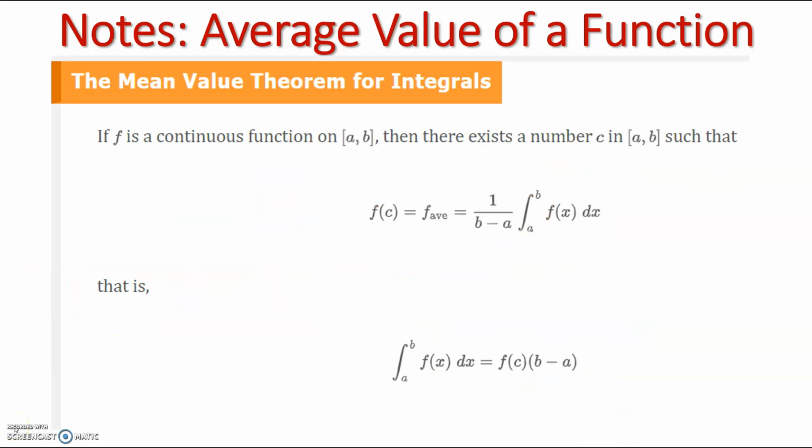All right, so now we're going to introduce what is called the mean value theorem for integrals. And it says this: if f is a continuous function on the closed interval a to b, then there exists a number c in that closed interval such that f of c is equivalent to that f average.